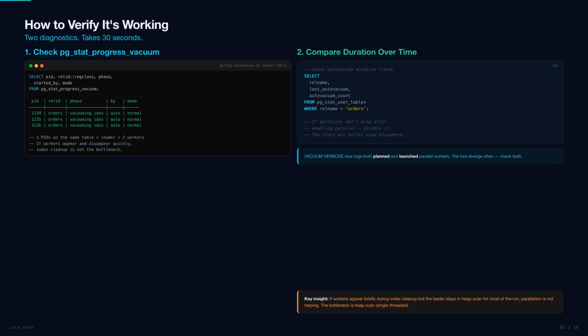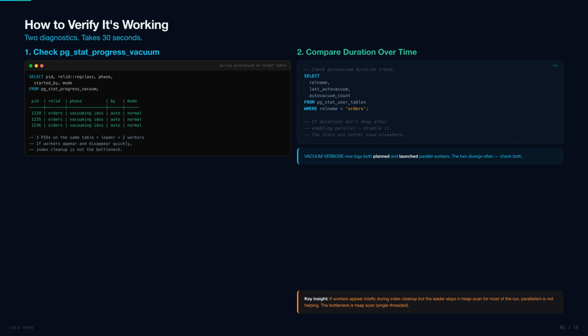2 diagnostics. Takes 30 seconds. First, check pg_stat_progress_vacuum during an autovacuum on the target table. If you see multiple PIDs on the same table in the vacuuming indexes phase, that is the leader plus your parallel workers. It is working. But if the workers appear and disappear quickly while the leader stays in the heap scan phase for most of the run, you are looking at a table where parallelism was not going to help. The bottleneck is heap scan, which is single-threaded.